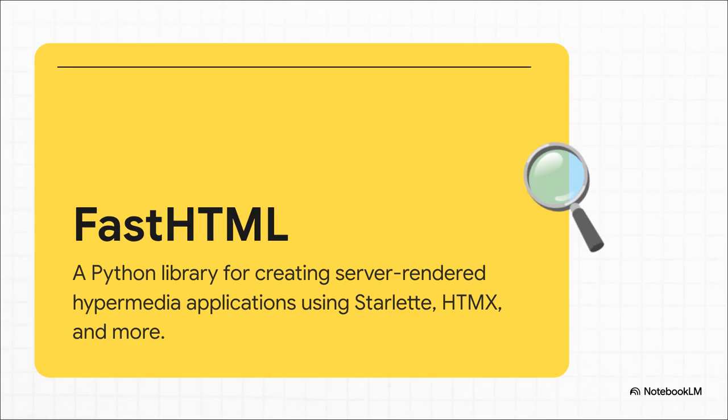See, instead of building a Python API that just slings JSON back and forth to a JavaScript front end, FastHTML lets you build apps that send fully formed HTML directly from the server. It pulls this off by smartly bundling together a few best-in-class tools. You've got the super fast Starlette web framework under the hood, the interactivity magic of HTMX, and its own secret sauce, a little something called fast tags.